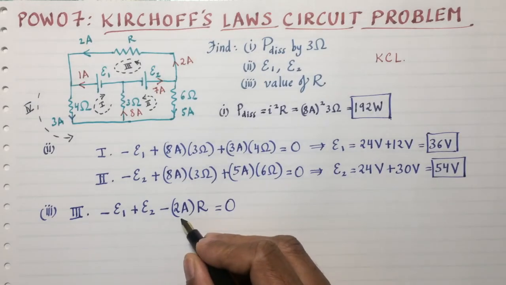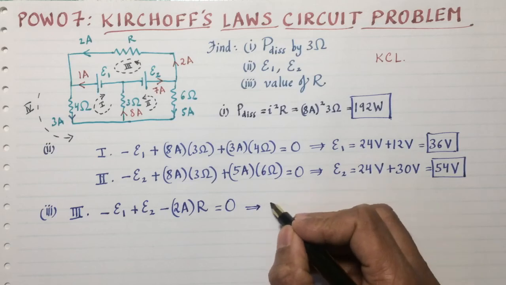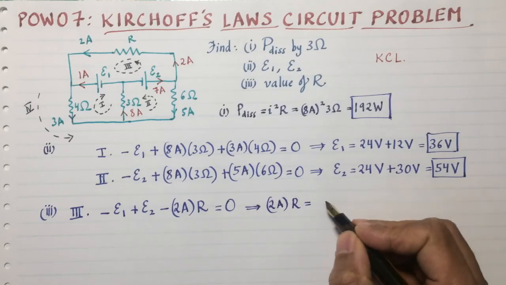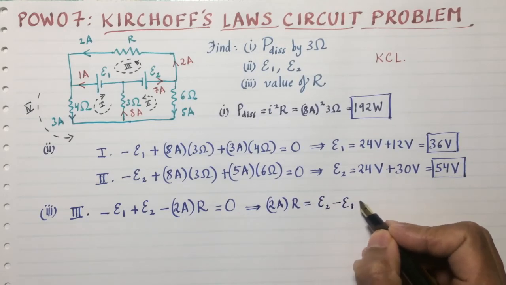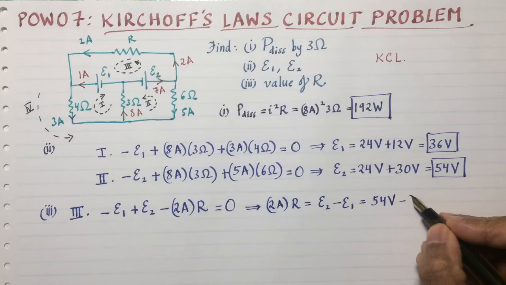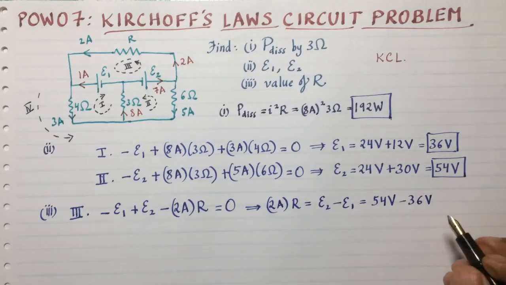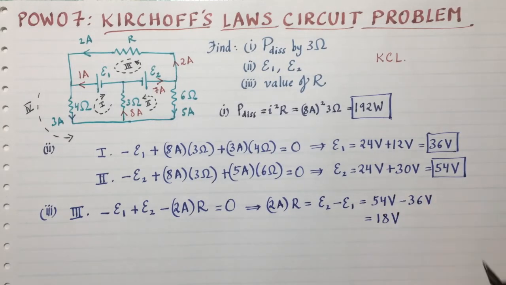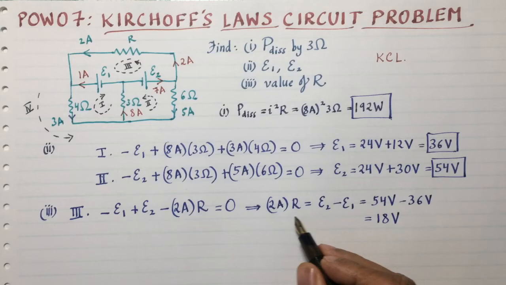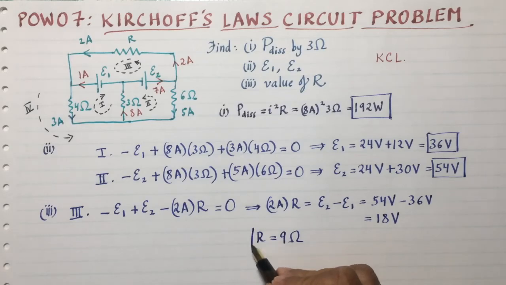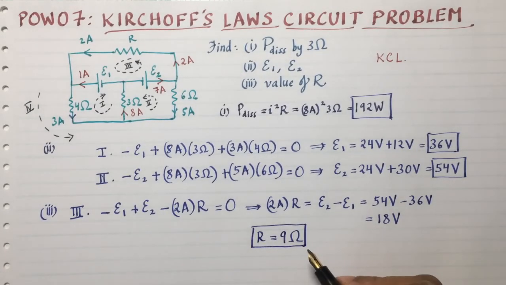So this tells me I'll take the 2 amperes times the resistance to the other side. So I get 2 amperes times the resistance is equal to E2 minus E1. Well, E2 is 54 volts and E1 is 36 volts. That's 18 volts. Now, R then will be 18 volts divided by 2 amperes, which means R is 9 ohms. So we have found everything we need to find in this problem.